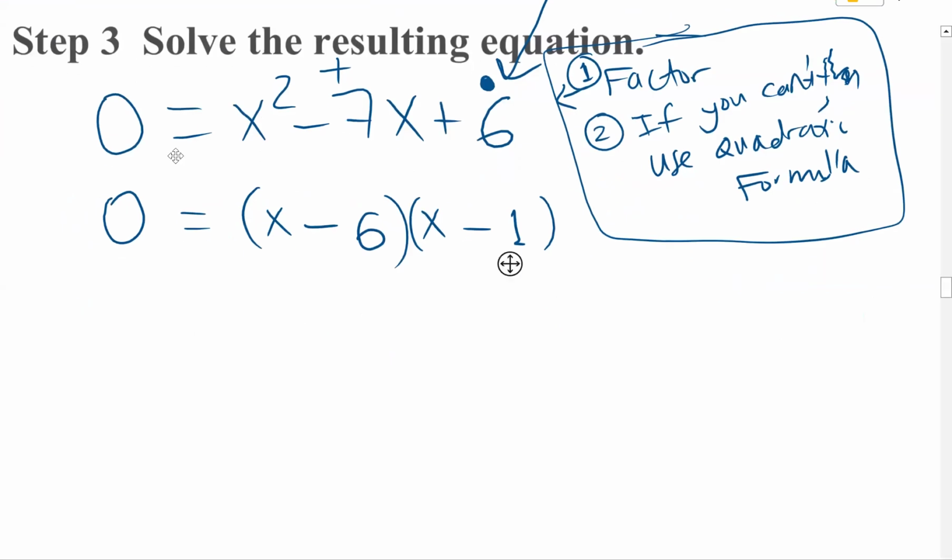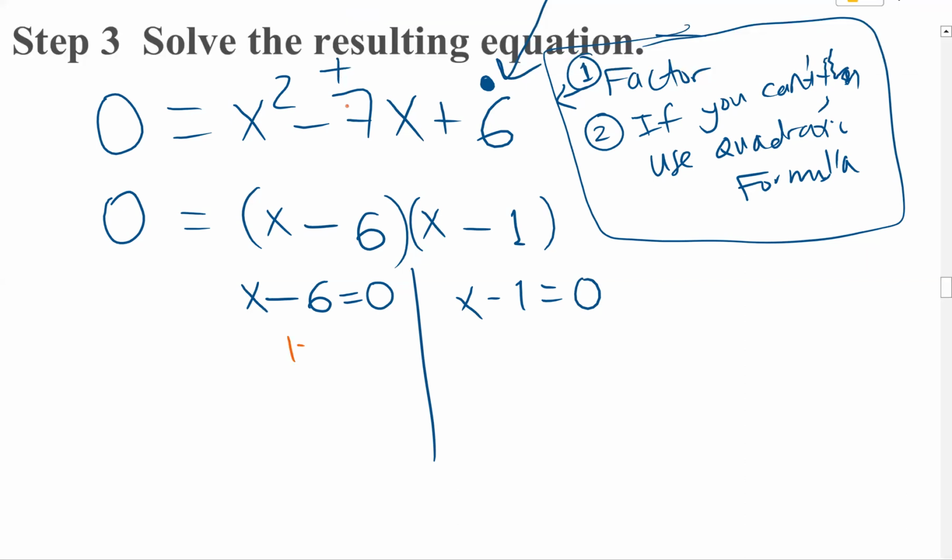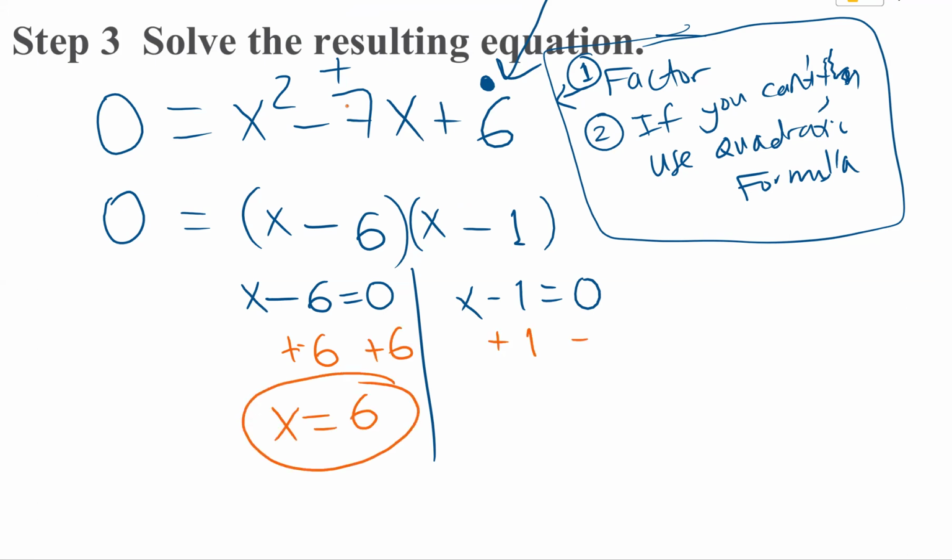Now I take each of those little factors and set them equal to 0. X minus, oh, why did I put a plus? X minus 6 equals 0, and x minus 1 equals 0. Each of those will be solved similarly. I just need to add 6 to both sides on the left one, so x equals 6 is one solution, maybe. And then x equals 1 is the other solution, because I need to subtract 1 from both sides there. So those are my proposed solutions.